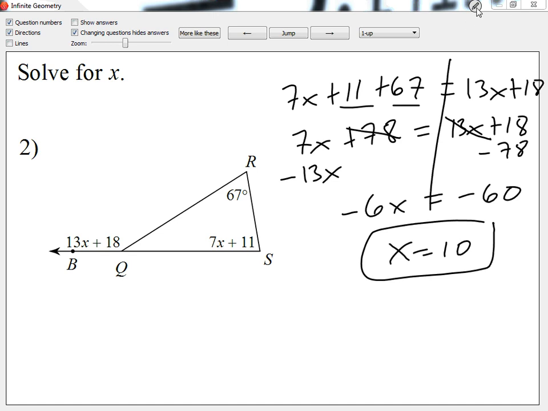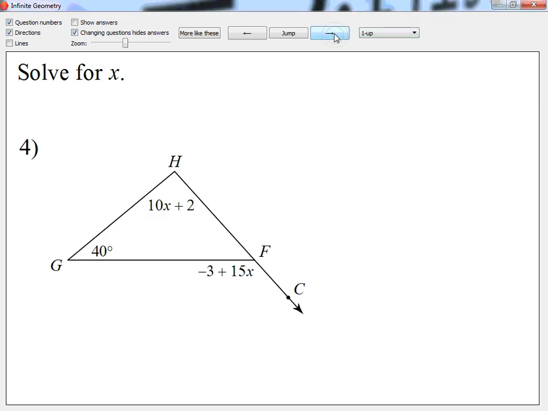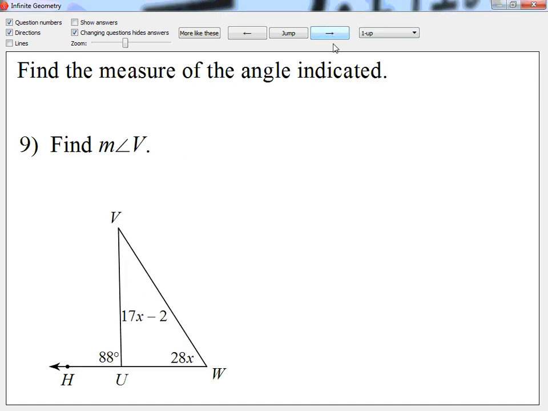Moving along still, question number 9, very similar. It says, find the measure of the angle indicated. Here I'm asking you guys, how big is angle B? Angle B, we notice, is 17x minus 2. So solve for x, and then plug it in.